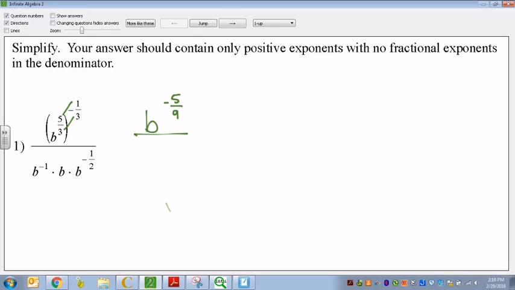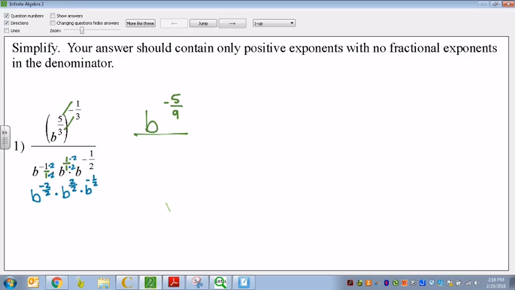Here on the bottom, I have b to the negative 1, b, and b to the negative 1/2. Just to make things easier, I know that every number has an invisible 1 under it, so I'll put b to the negative 1 over 1. And b obviously has an exponent of 1 over 1. Notice how I have an exponent that has a 2 in the denominator, so I need to change my exponents to have a common denominator of 2. I'm going to multiply both top and bottom by 2 here, which is going to give me b to the negative 2 over 2 times b to the 2 over 2 times b to the negative 1/2.